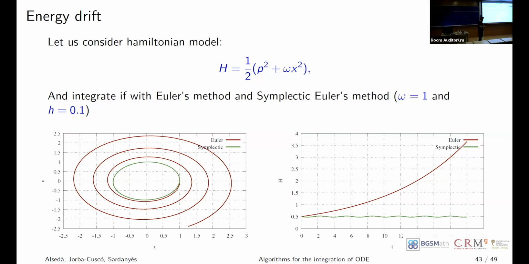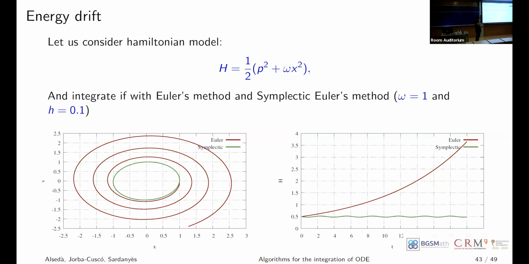Okay, this is a very simple situation. I use an Euler method, which I integrate for a long time, 20 units of time. And in the phase space, it goes away because it's gaining energy. And if I check the Hamiltonian, it goes up. I'm using a very large step size to make things happen fast. I'm doing things badly on purpose, but it's okay. It would happen the same with a smaller step size.